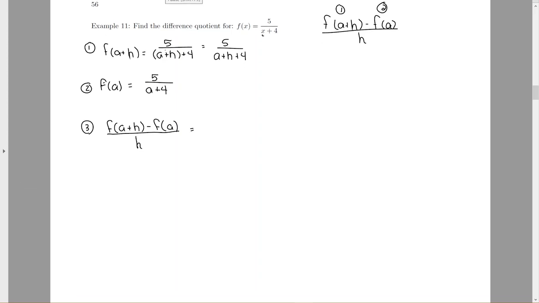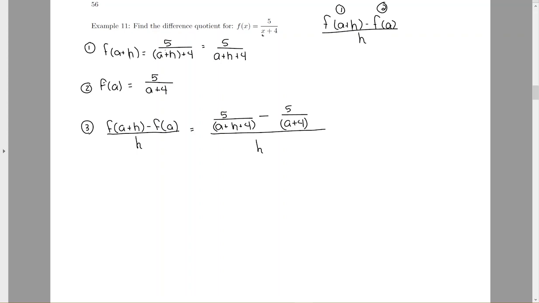And then the third step, and this one's going to be a little more complicated, we're going to have f of a plus h. So that was the 5 over a plus h plus 4 minus f of a, all divided by h. And this is where we need to make our denominators look the same.